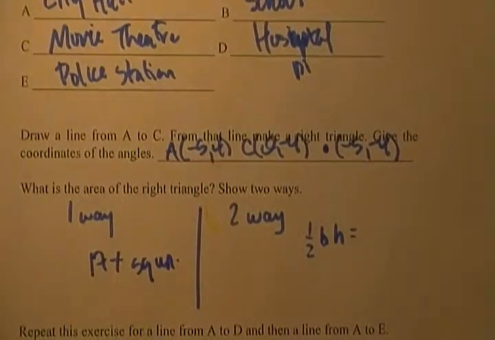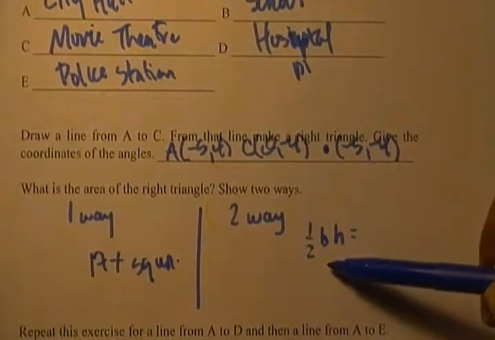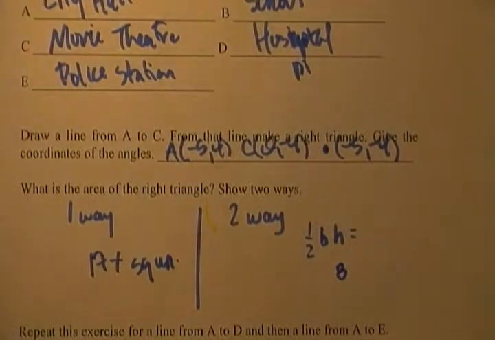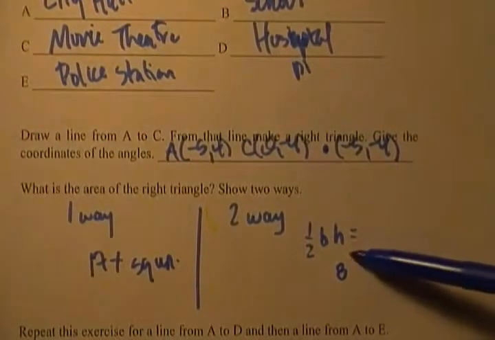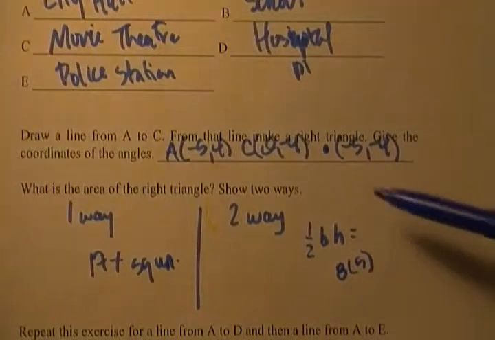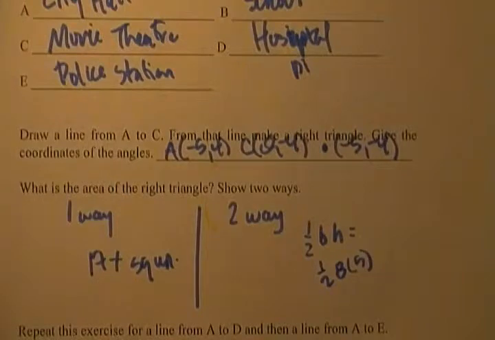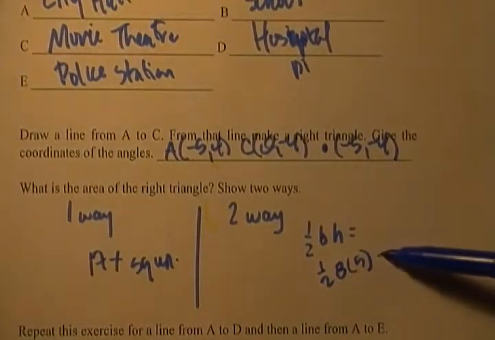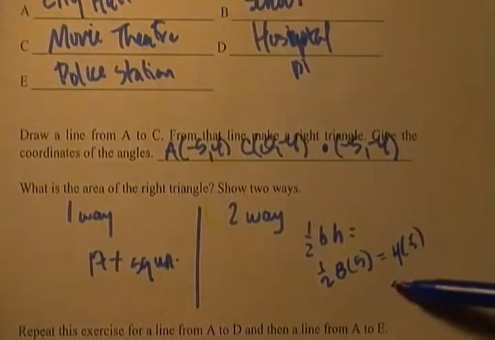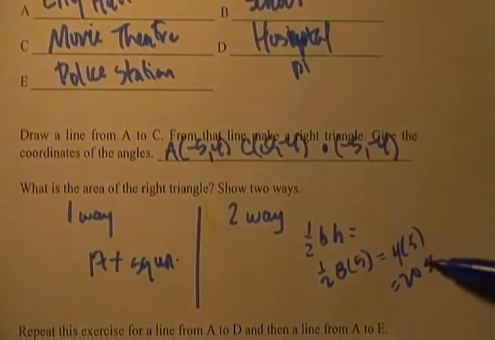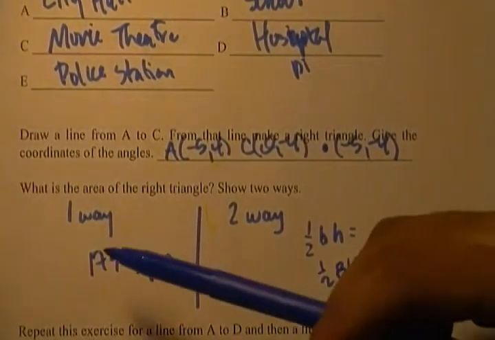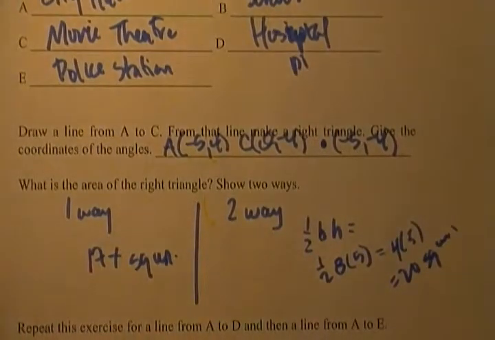If I do it the formula way, well, how tall is this triangle? Well, it's 8 units tall. How long is this part? That's about 5 units. And because I know the formula is half the area of a full rectangle, half of 8 is 4. 4 times 5 is 20. So this is 20 square units. So I wasn't that far off because I did say it's more than 17 square units.